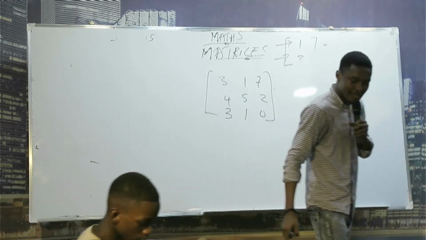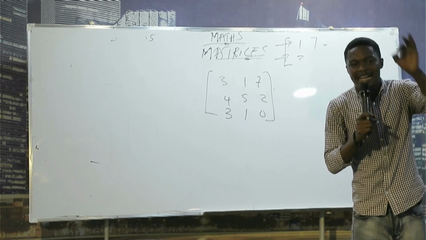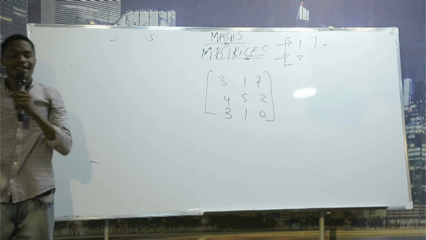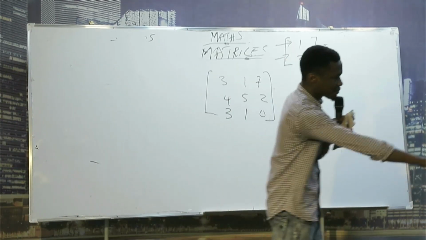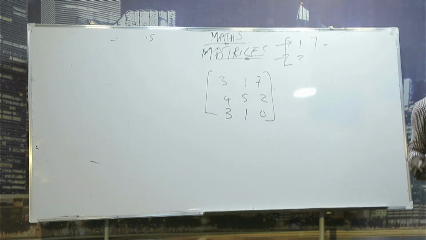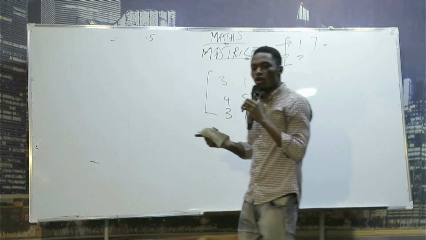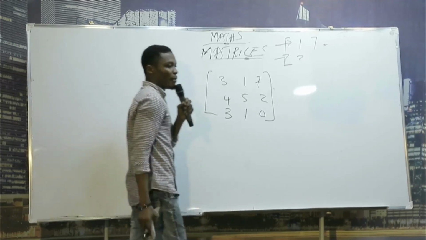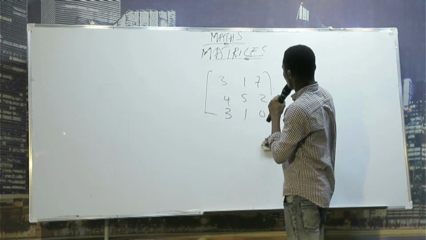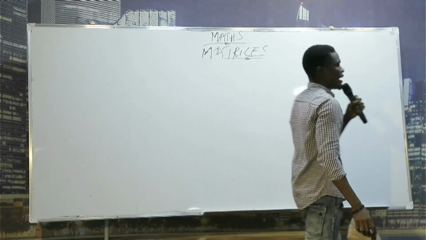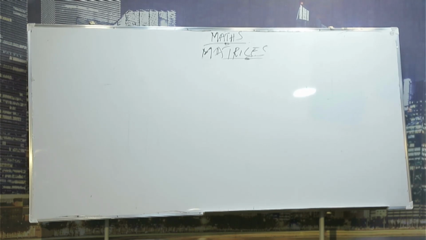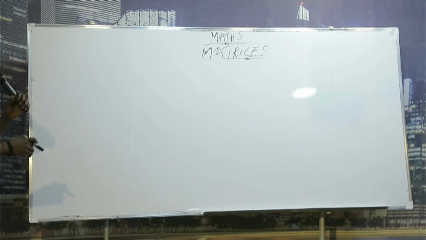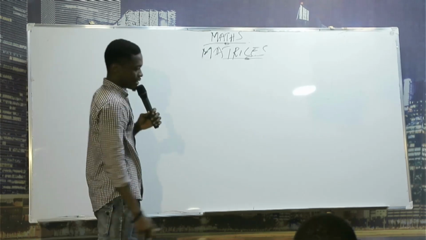So, have you written position of elements? Let's write. An element in a matrix can be identified using the row number and column number of the matrix.